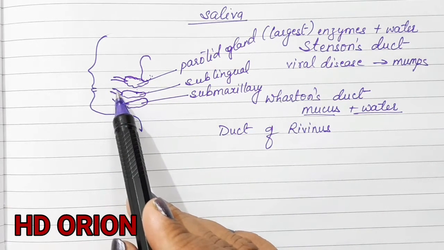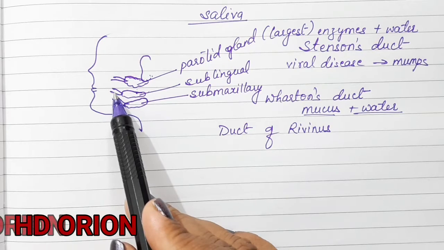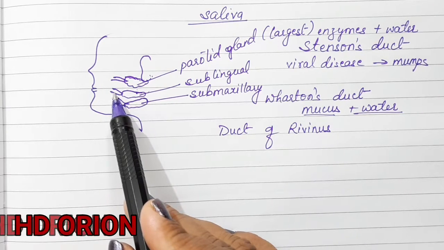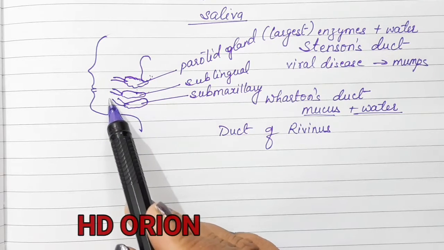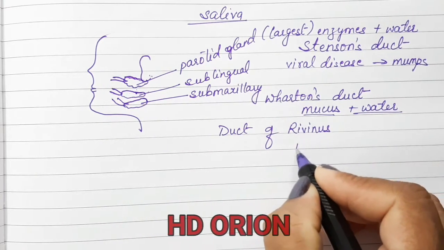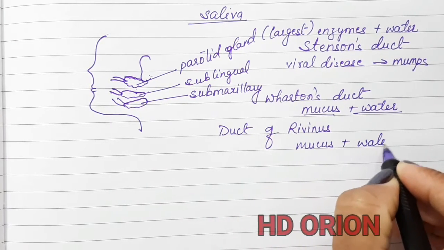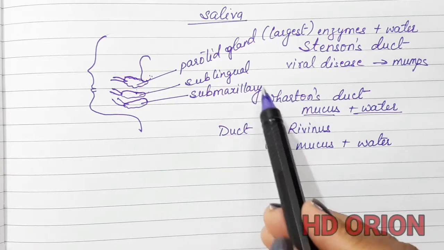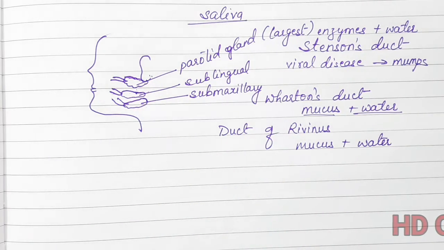The sublingual glands pour the maximum secretion, and this is present below the tongue. So below the tongue, the opening of the duct of Rivinus is there. So under the tongue, when there is a lot of salivary secretion, that is by the sublingual gland. This also releases mucus and water. It does not release enzyme. So this is actually the saliva, which is produced by the three salivary glands.